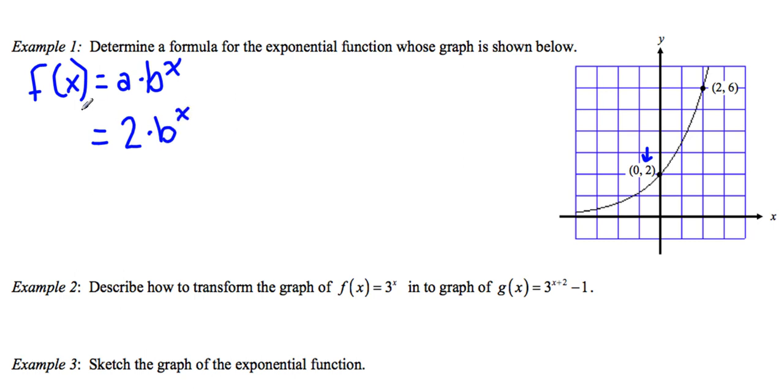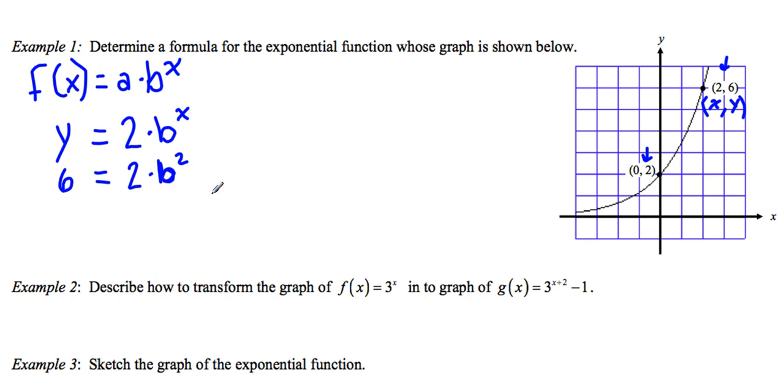Okay, so one less variable. Now we're working with f of x equals 2 times b to the x. Now we're going to use the second point. Remember, for any coordinate point, we've got an x and a y coordinate. So let's use that (2, 6) and plug them in for our x and our y. Remember, this f of x can be replaced with a y. So now we can substitute in our 6 for our y and our 2 for our x.